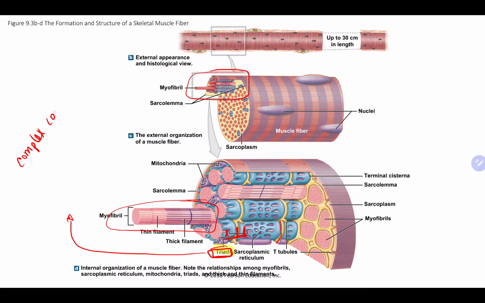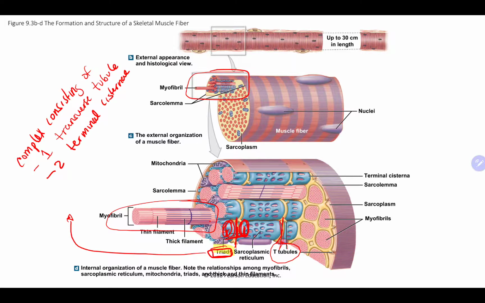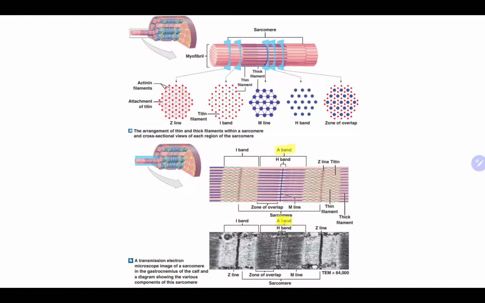A complex consisting of, you have that one transverse tubule right here, right? That's what the T tubule is. So you have that one transverse tubule, and you have the two terminal cisternae. So this is one terminal cisterna, this is another terminal cisterna. Okay, so that's what this triad is. So remember that, okay, because you're going to see it.